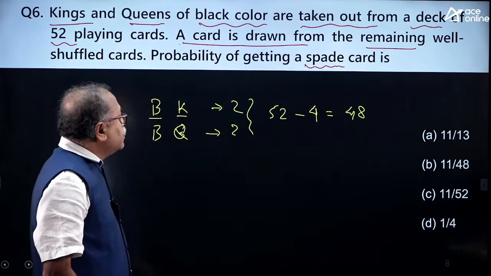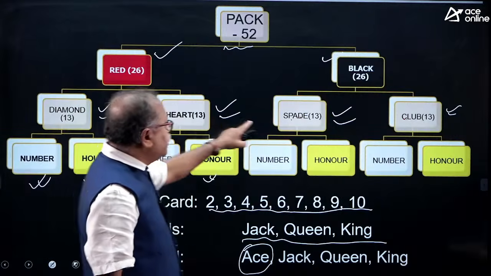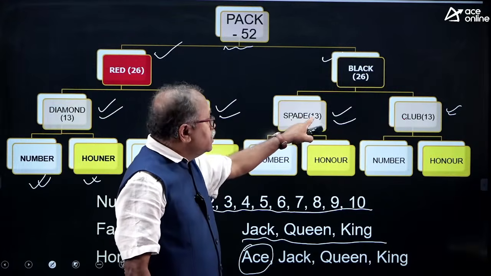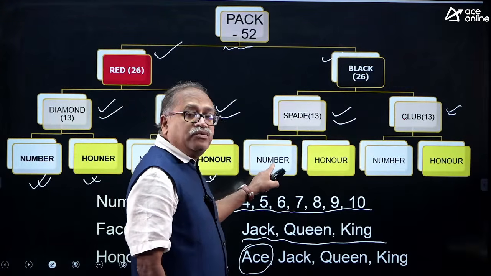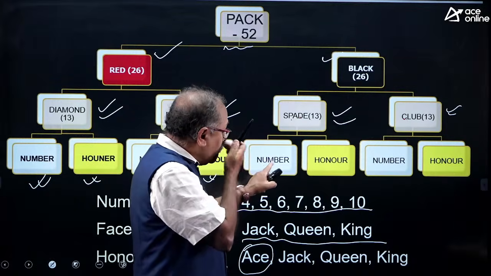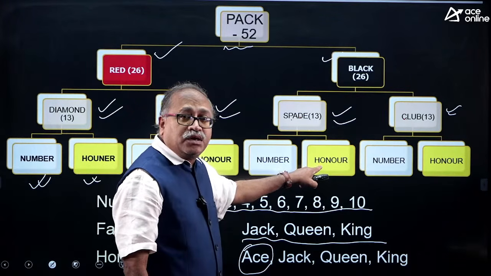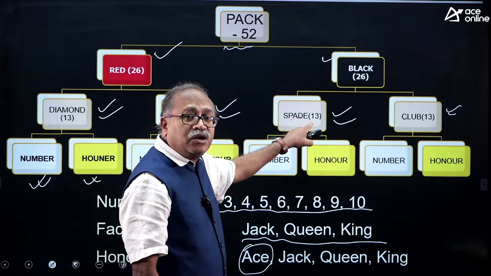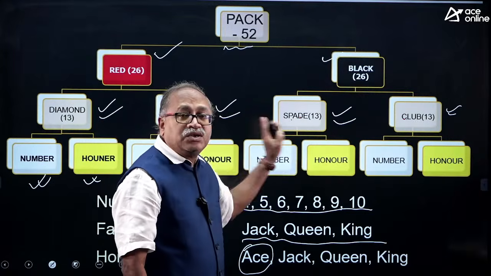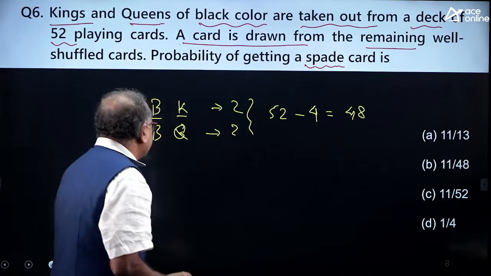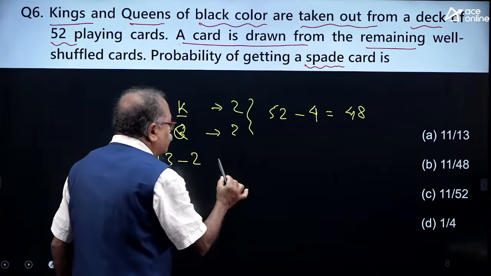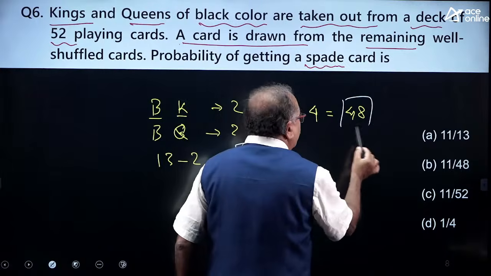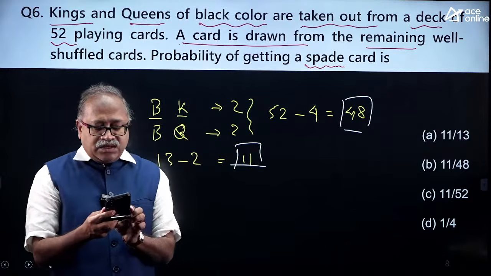What is the possibility that you are getting the spade? The spade comes in the black. So here what is the probability that you are getting the spade? The total 13 are there. You have taken one honor card, one queen and one king. So that means 2 cards are taken out. So your total number of spade cards is 13 minus 2, that is 11. Any one of these 11 is my favorable out of this 48. So now also you can answer the question.